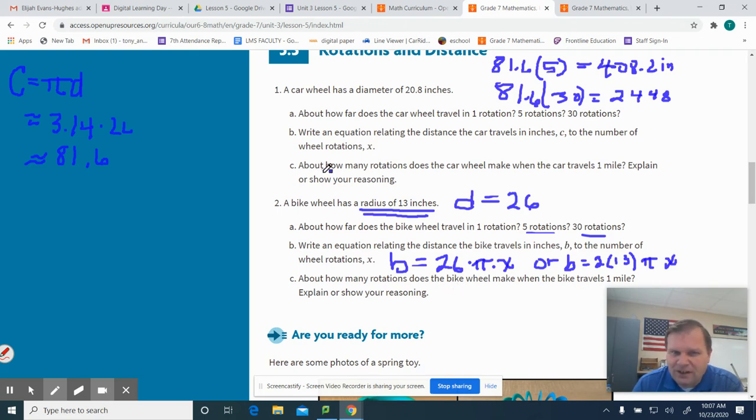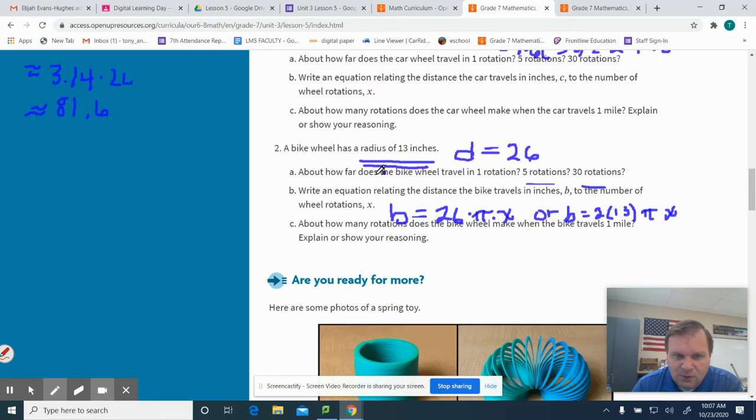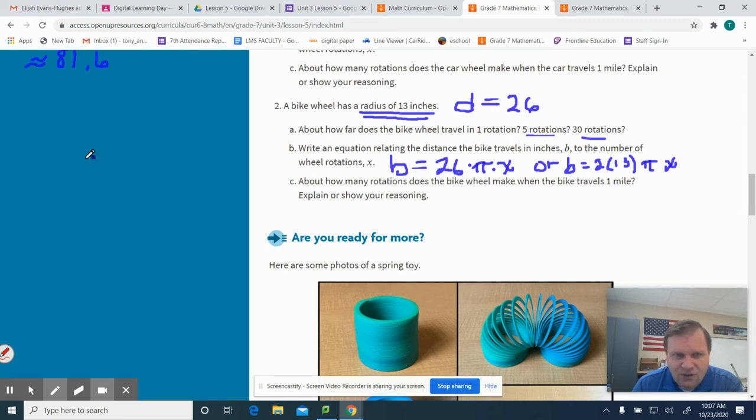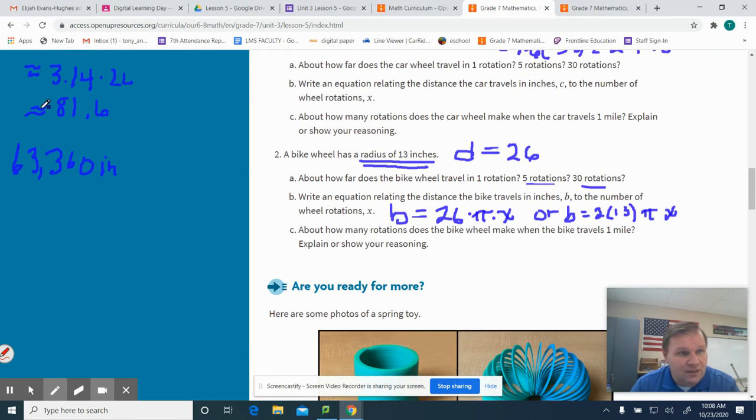Now I don't think I went over this in the last one. I can't remember. But on this one, it wants us to know how far the bike travels. I did. And we said that there are 63,360 inches in 1 mile. Okay? So we got to remember that. We also know that the bike wheel travels 81.6 inches in 1 rotation. So if we want to know how many rotations that's going to be, we're going to divide these two, and it's going to be about 776 rotations. Okay.